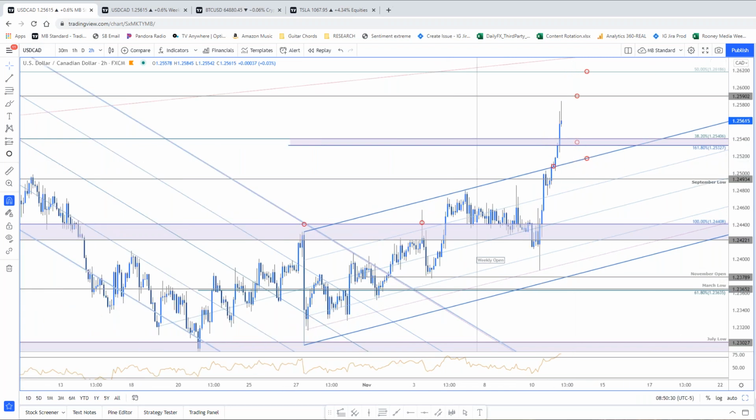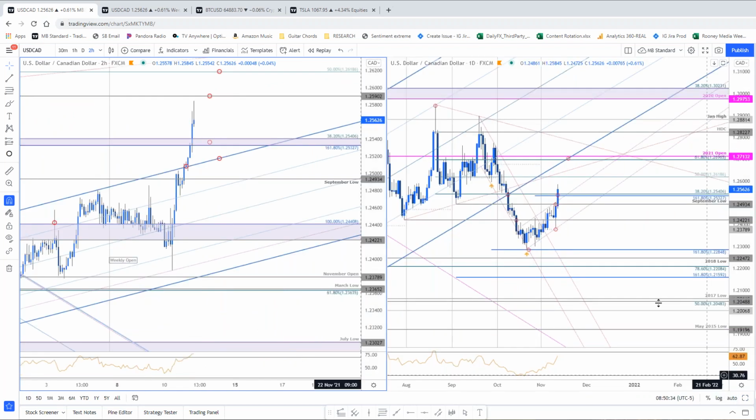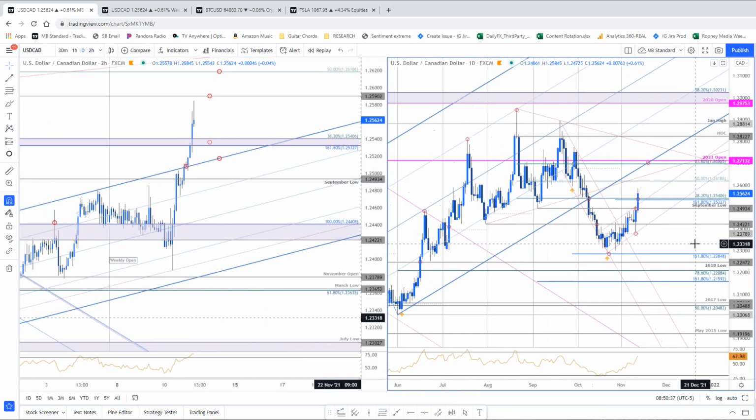Okay, that's dollar CAD. Any questions on Loonie? Big move. We telegraphed that one pretty well. So that one worked out pretty well. That's the breakout on dollar CAD. Sterling is next. That was 5. Sterling is number 6. Okay.